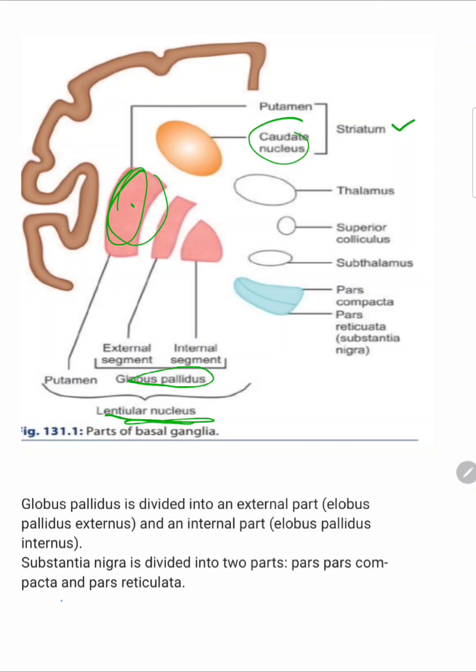You have to remember these three structures: putamen, caudate nucleus, and globus pallidus. Putamen and caudate nucleus together are called the striatum. Putamen and globus pallidus together are known as the lenticular nucleus. Globus pallidus is divided into an external and internal part. Substantia nigra is divided into pars compacta and pars reticulata.